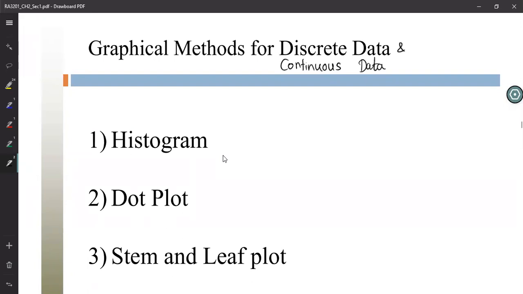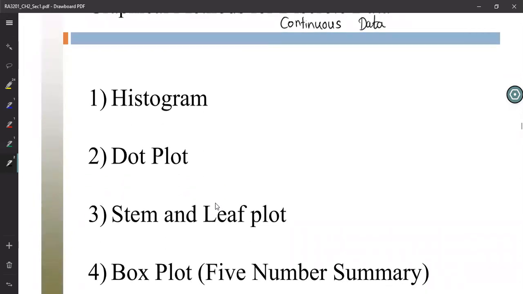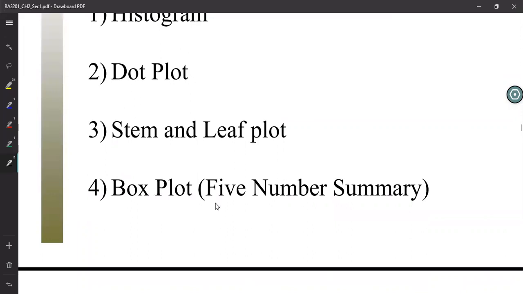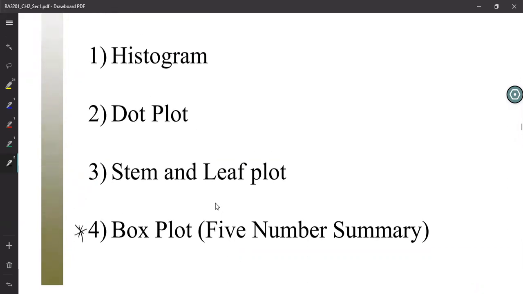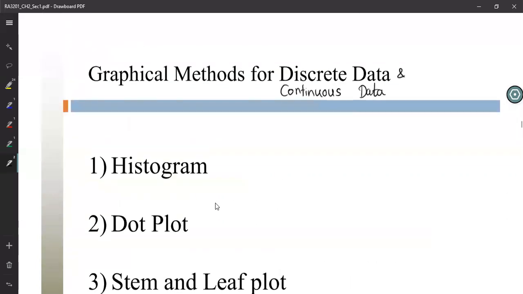I'll show you that. Then you have a very basic graph type called the dot plot. And then you have the stem and leaf plot. And finally, the box plot. In order to draw the box plot, you should know some numerical summaries. Therefore, we are going to look at the box plot after the next section. So for now, we are going to look at histograms, dot plots, and stem and leaf diagrams.